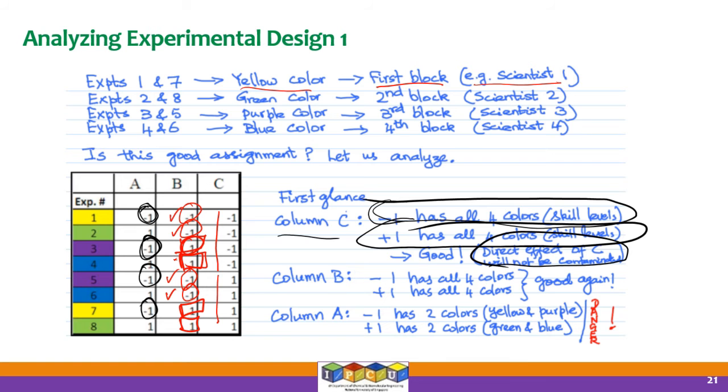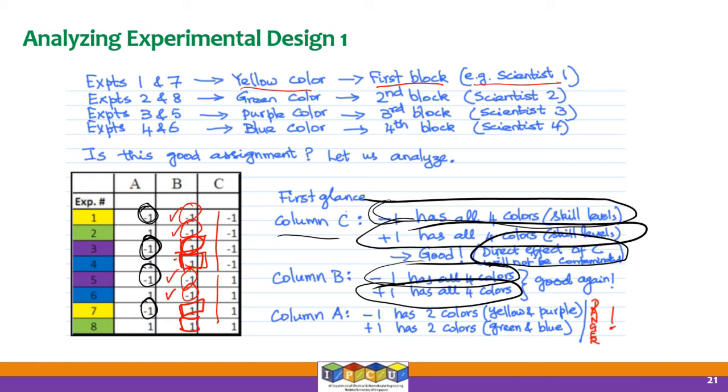Same for column B, right? -1 has all the four colors and +1 has got all the four colors, which means -1 is handled by scientists with all skill levels. +1 for factor B is handled by all scientists with different skill levels. So the direct effect of B that we estimate from the collected data will not be confounded by the skill level of the scientists that are conducting those experiments.